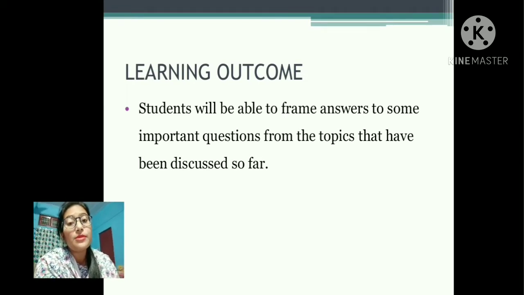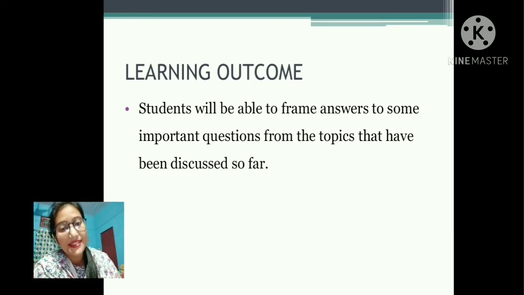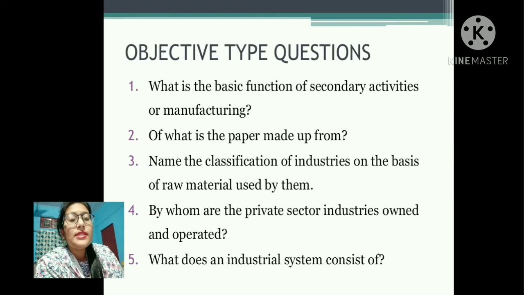That means from page number 50 to page number 58. So don't think that these are the questions from the entire chapter. No, these are just the questions which are based on the topics which we have done already. All right. So students, these are objective type questions, 1 mark questions, okay?